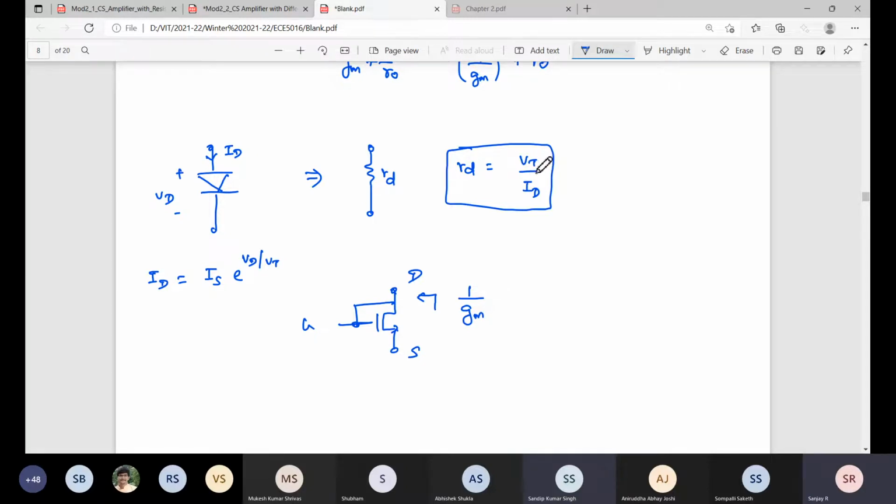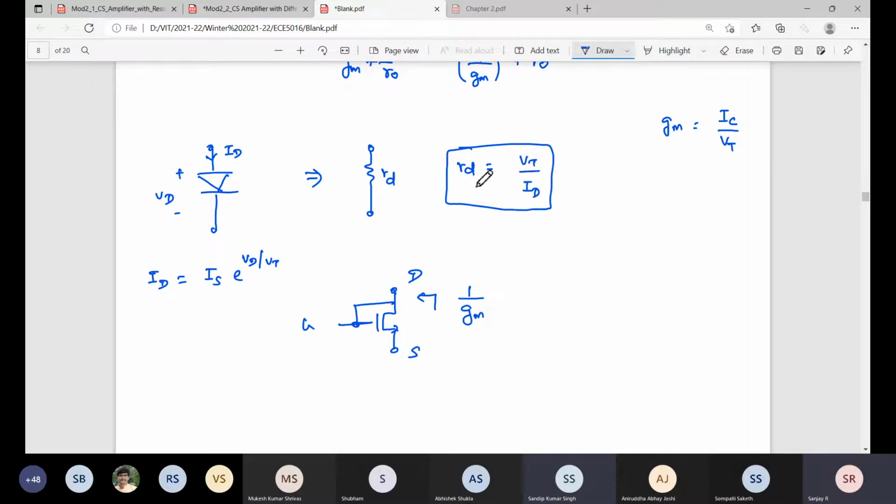So in BJT, what is the gm relationship? The gm equation is IC by VT. Am I right? Yes. Sir, now you can see BJT is a combination of PN junction diodes, so this can be written as 1 by Gm in BJT, not in diode.